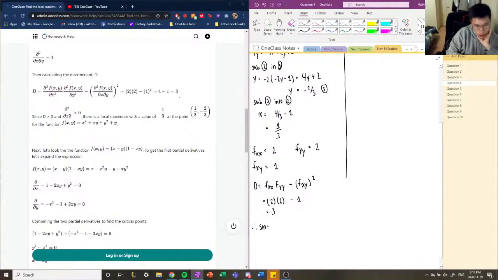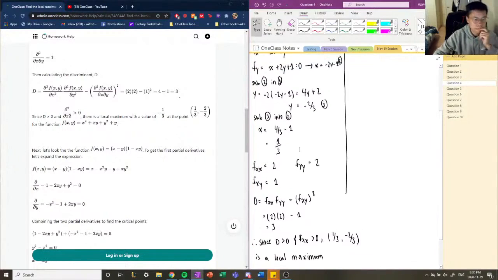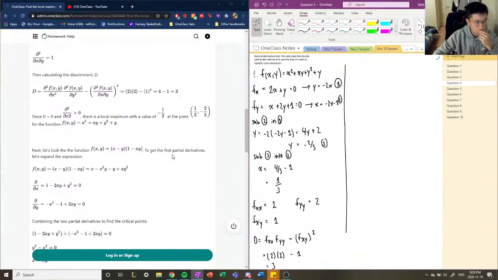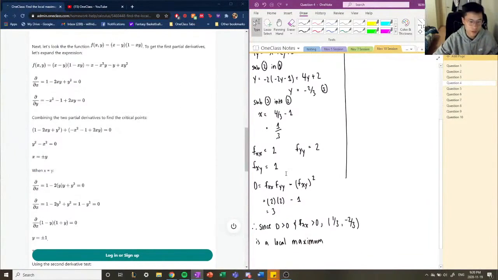Since D is greater than 0 and our partial derivative is greater than 0, the point 1 over 3, negative 2 over 3 is a local maximum. All right, cool. So that is the first function.